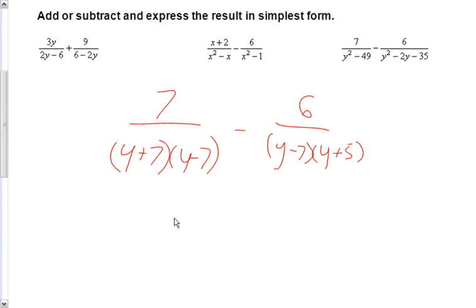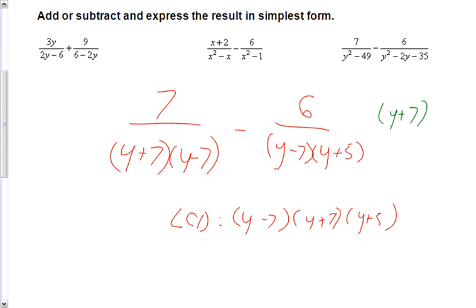LCD, this wonderful bad boy, LCD. Well, they both share a y minus 7. They also need a y plus 7, and then a y plus 5, okay? This one over here, you just say, hey, what do you need? Well, you need y plus 7. Y plus 7 on this one goes in the top and bottom. This one over here, though, got the plus 7 and the minus 7, it needs the y plus 5.